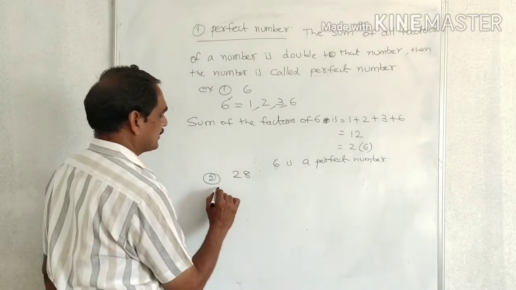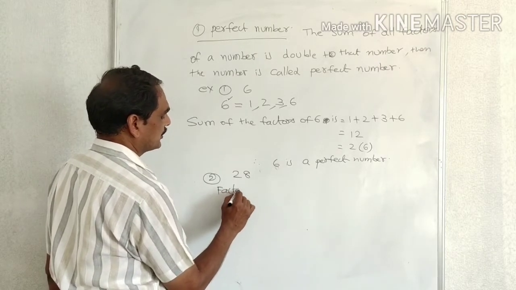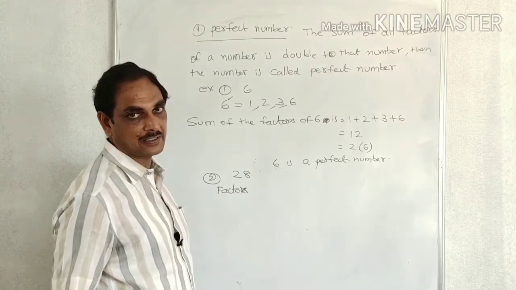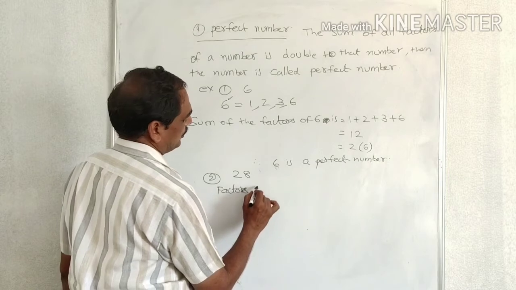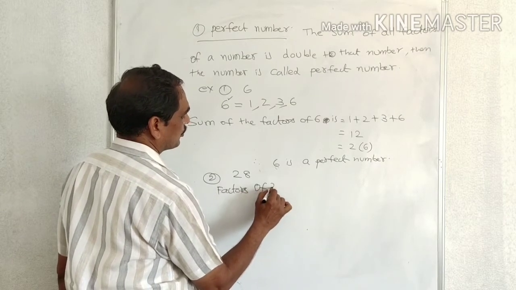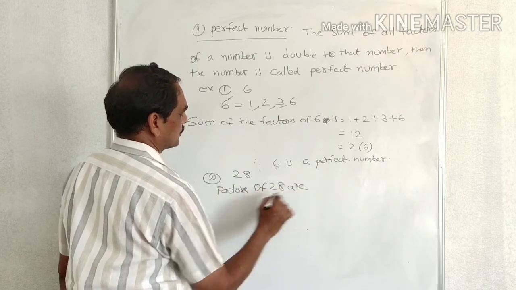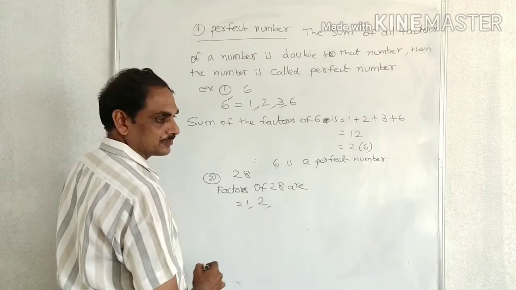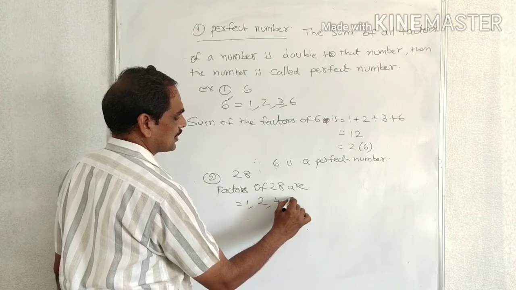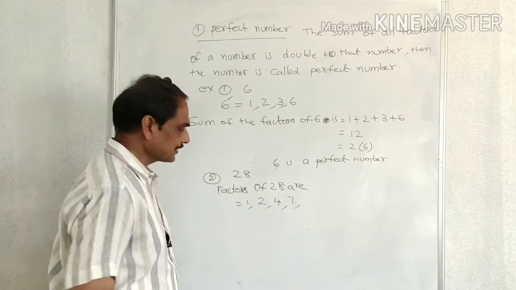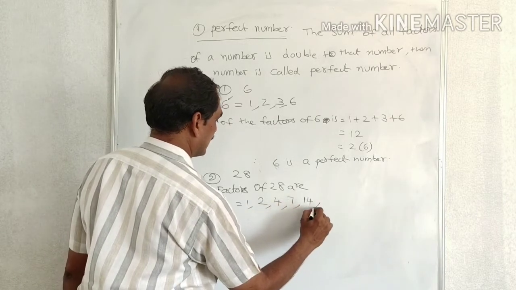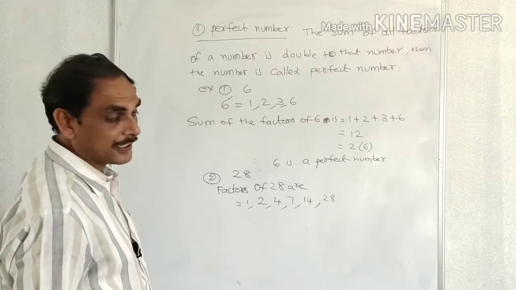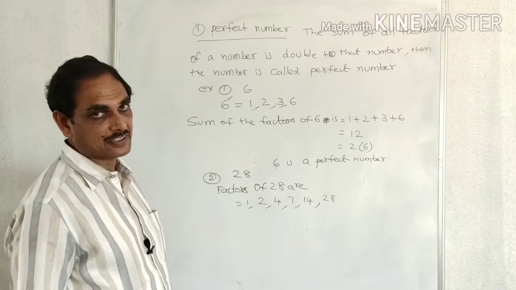Next, example 2: 28 is another perfect number. Here the factors of 28, we already know how to find the factors of a number from the previous session. The factors of 28 are: the smallest factor is 1, then 2, 4, 7, 14 and 28. These are the factors of 28.